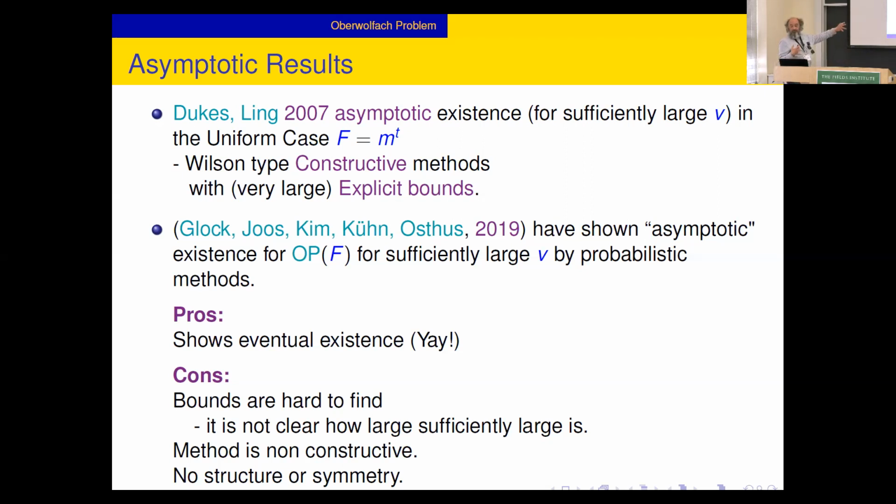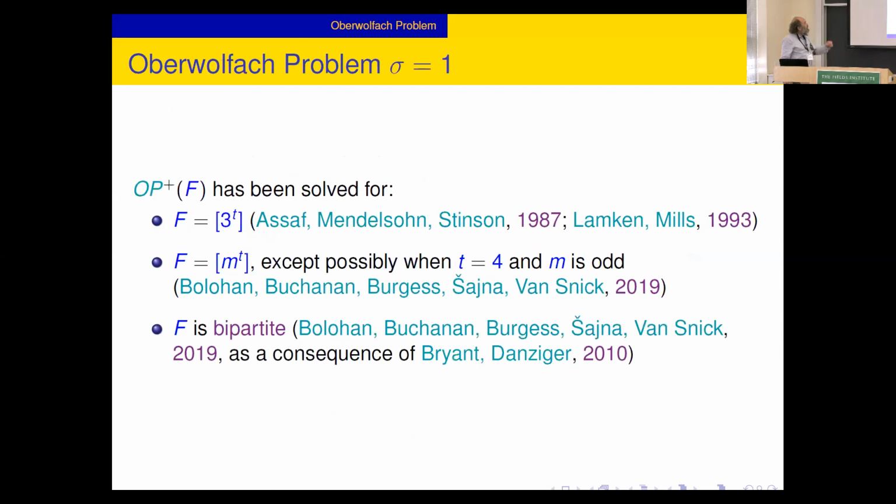So I'm looking for all 3 of these things, right? I want some nice symmetry. I want some constructive method that will actually give the object to me. And I want a bound on how big things have to be for this to all work.